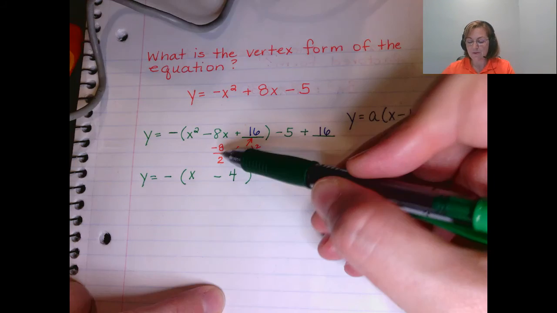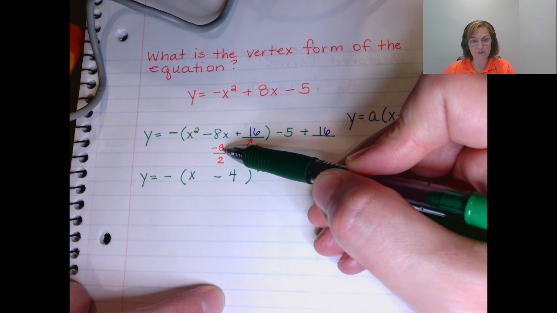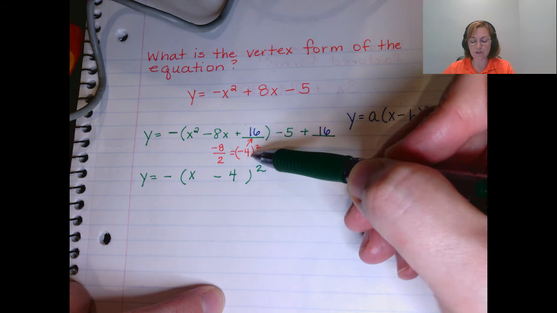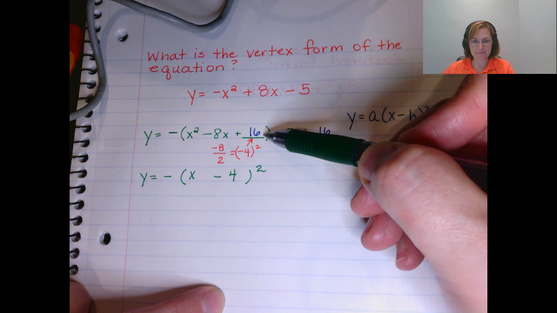So let me recap. When we take this number in front of x and we divide by 2, that gives us the number that goes in the parentheses. We have to square it before we put it in the blank.